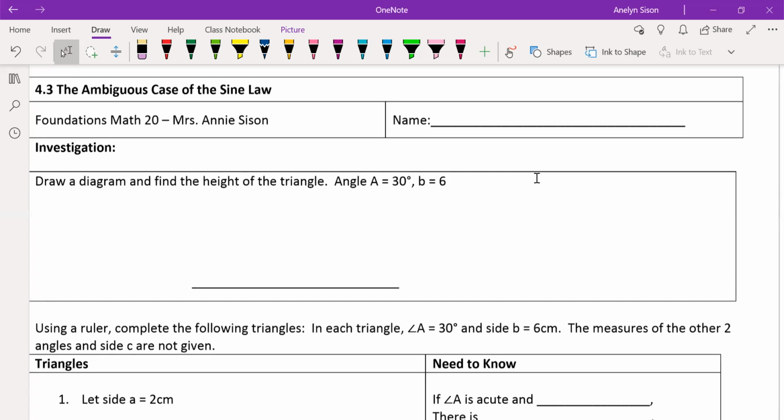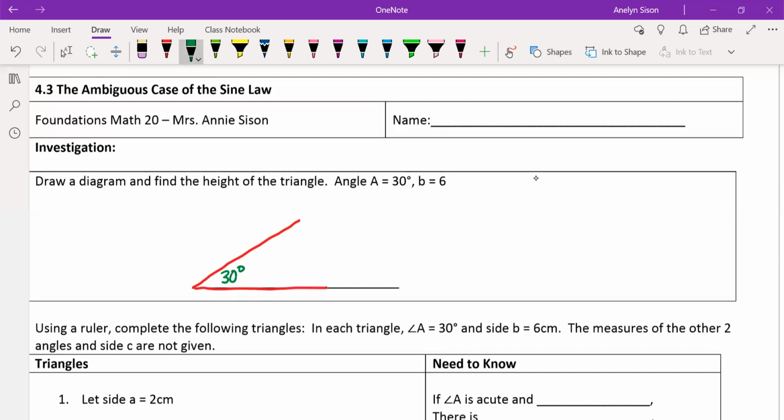So let's try and investigate this ambiguous case of the sine law using this activity here. We're going to do an activity. So first, we'll draw a diagram. We know that in any triangle, we can label the pair as the angle and the side across it, right? So let's say I'm given angle 30 degrees. So let's say this is my angle here. And I'm just estimating, let's say that's 30 degrees. And this is angle A.